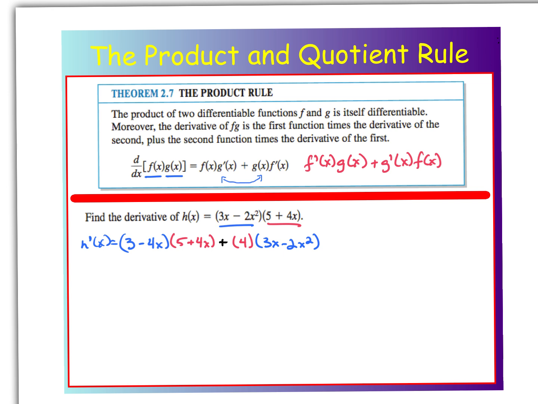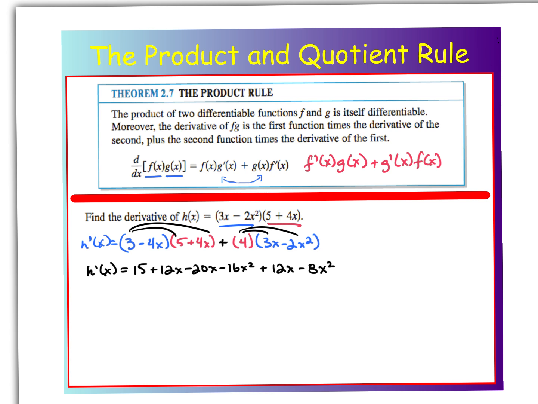And a lot of the times the algebra is the hard part. And so h prime is equal to, we're going to FOIL this. So what do we get? 15, and then 12x plus 1x, so 12x, and then minus 20x, and then minus 16x squared. And then what are we going to do with that 4? We're going to distribute it. So then we have 12x and then minus 8x squared. All right.